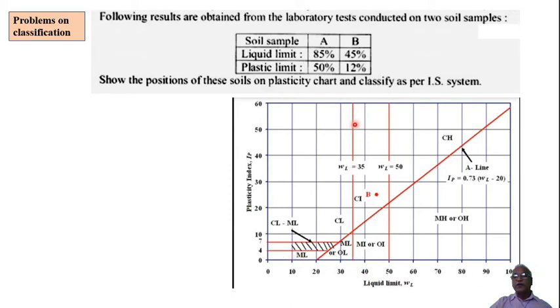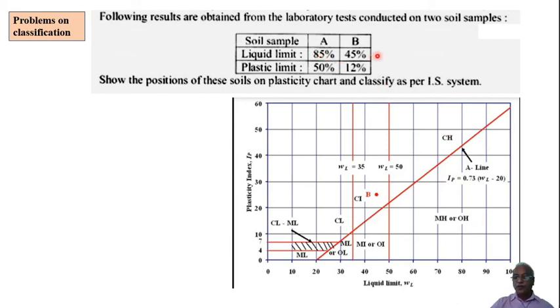And then one vertical line at 35% liquid limit and another vertical line at liquid limit 50%. And from 20 there is a line like that which has a slope of 0.73, IP equal to 0.73 (WL minus 20). So that is what you have to plot.